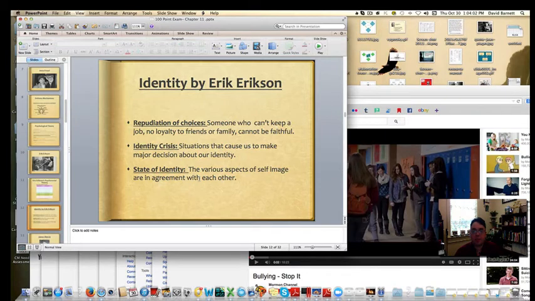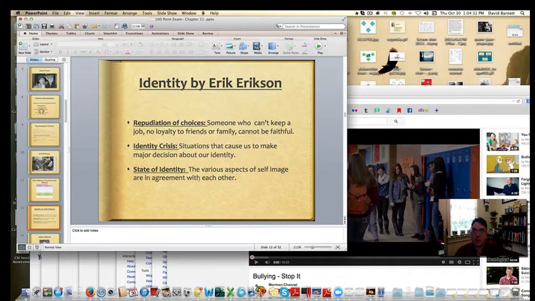The repudiation of choices: someone who can't keep a job, no loyalty to friends or family, and they cannot be faithful. Their identity crisis: there are situations that cause them to make major decisions about our identity. For example, we wake up one day, we have children, and she walks out of her bedroom with her hair dyed purple and she's dressed in clothes that she normally wouldn't wear. She's trying to figure out who she is. She's in identity crisis mode.